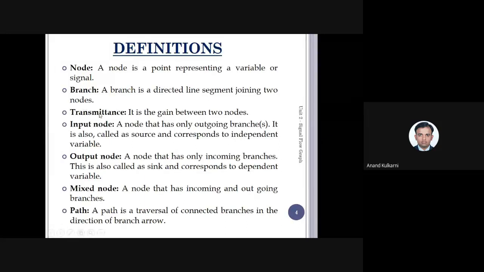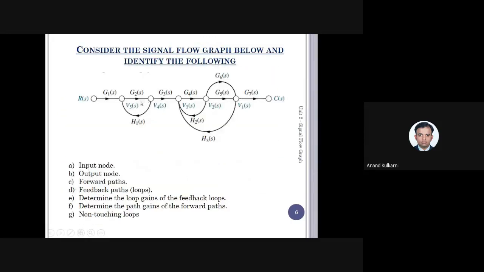Then there is something which is called a transmittance. What is transmittance? It is the gain between the two nodes. As in this case, G1 is the transmittance of this. Just understand the signal started with this point and ended with this point. For naming purposes, I'll consider this as 1, this is 2, this is 3, this is 4, this is 5, this is 6, and this is 7. I just put the naming for the nodes so that it becomes easy.